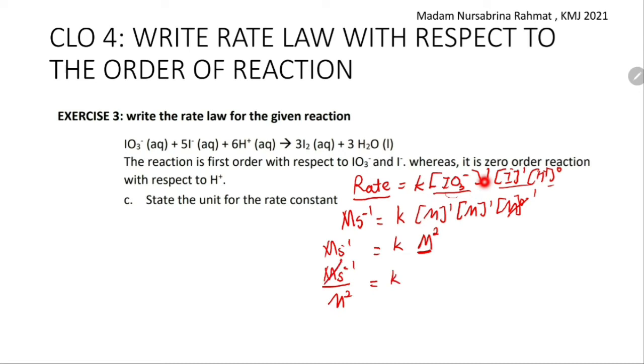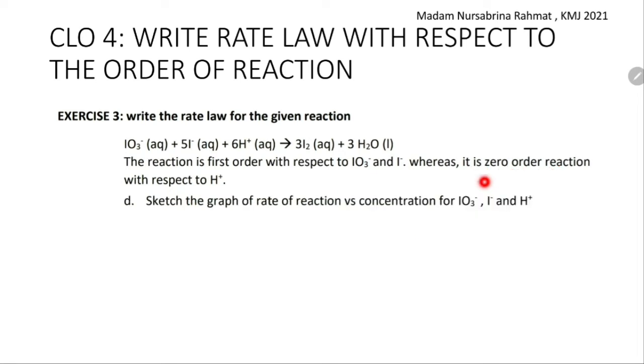Okay, the one from the numerator can be cancelled out with the denominator, so 2 minus 1 becomes 1. So at the end I have per molar, which equals the unit of my rate constant. Okay, so next question, they ask you to sketch the graph of reaction rate versus concentration.